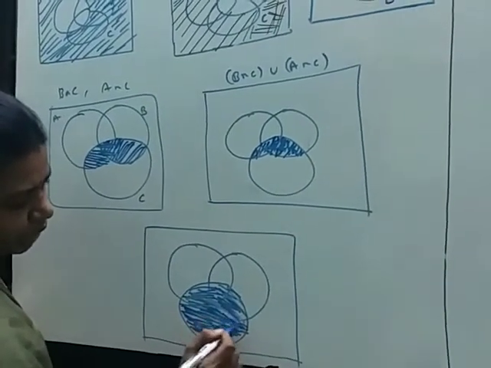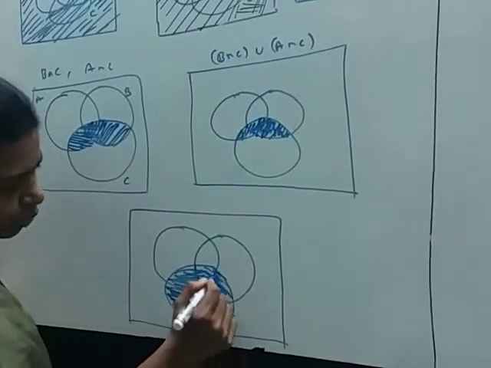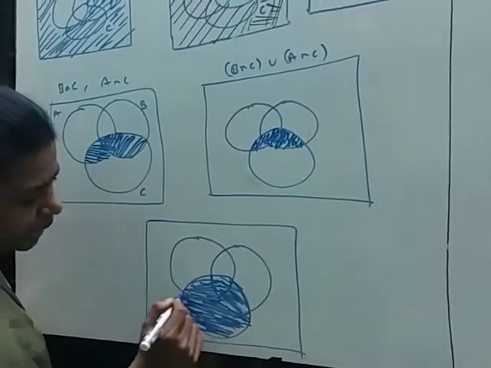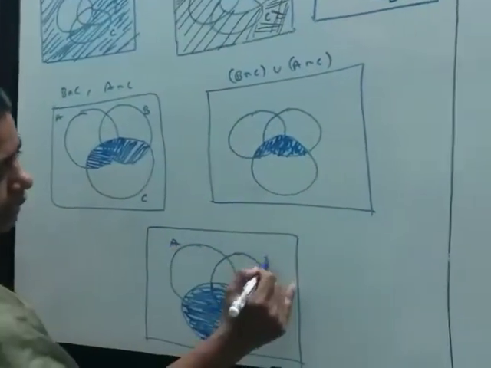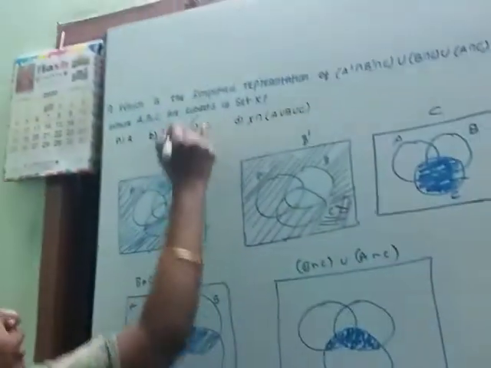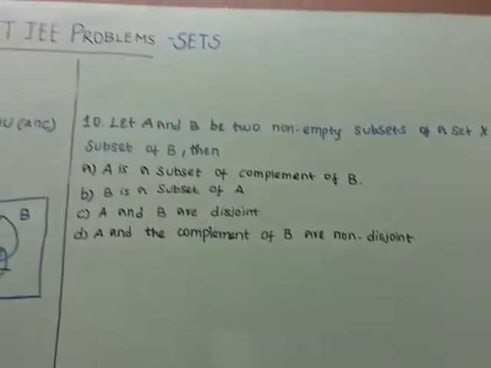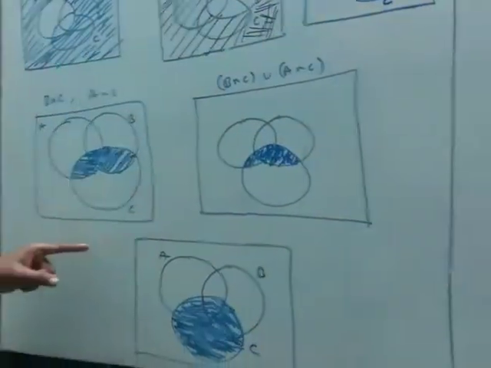If we assume the sets also, you get that answer. So here the answer will be C. Okay, so when you are assuming the sets, what will happen?